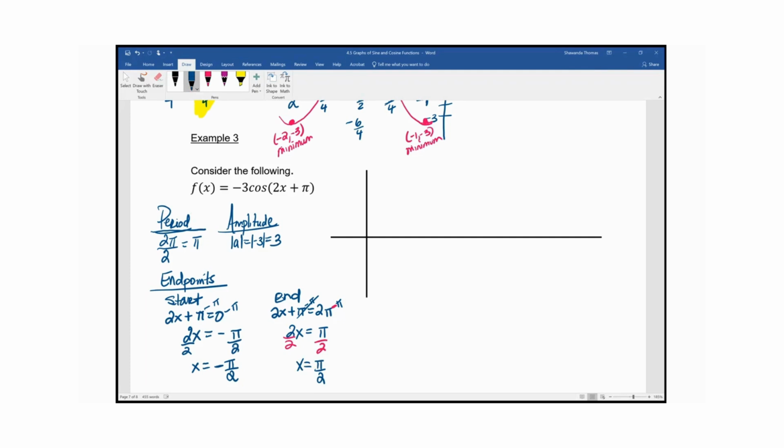All right, so now I want to know how to divide this up. So we're going to divide the interval into 4 equal parts. Again, that's period divided by 4. The period is what again?